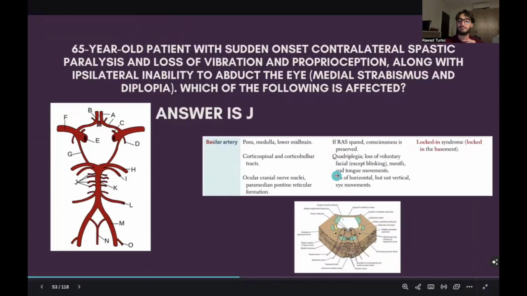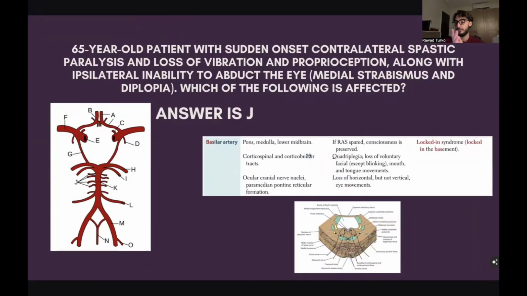All right. Okay, so it's very important to know the difference between a complete medial pontine lesion, which would lead to locked-in syndrome, and just a contralateral or a one-sided lesion.